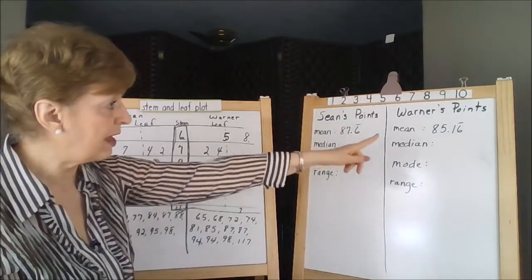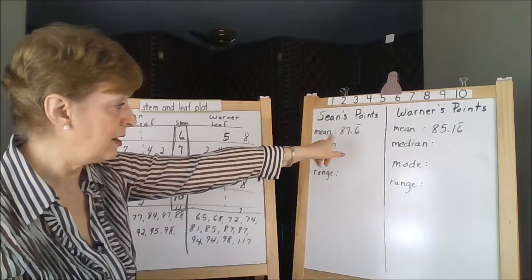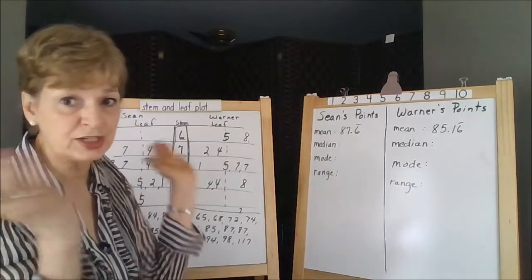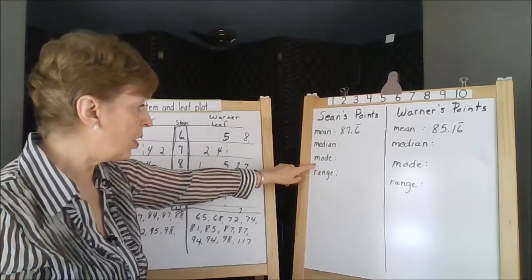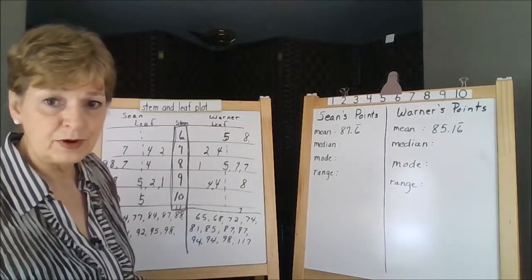So I didn't put it all on there. We know that both had repeating decimals. That's just how the math worked out. Okay, the median, mode, and range, I left that for us to work together.